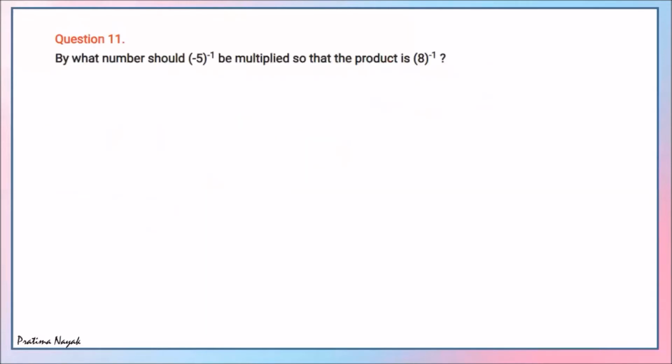Next, question number 11. By what number should minus 5 to the power minus 1 be multiplied to get the product equal to 8 to the power minus 1? So here you will keep in mind A raised to the power minus 1 is equal to 1 by A. So minus 5 to the power minus 1 is equal to 1 by minus 5. As I told, the negative will be in the numerator. And 8 to the power minus 1 is equal to 1 by 8.